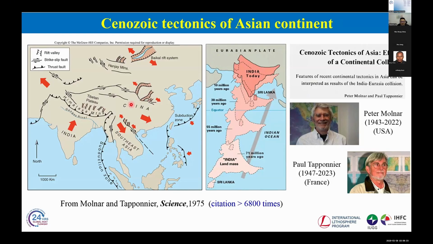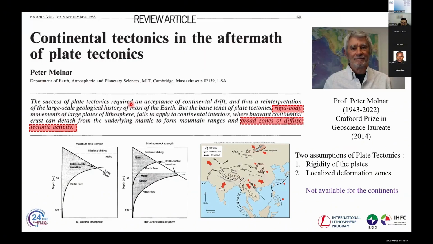So this is quite similar work. Till now, the paper has been cited more than 6,800 times. In 1988, Professor Molnar also gave a review paper in Nature about continental tectonics after plate tectonics.